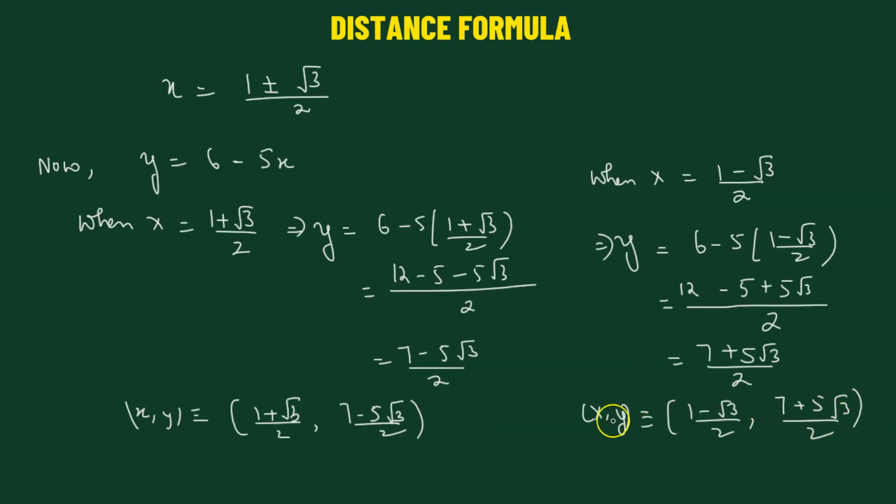So these are the two other vertices of the equilateral triangle. So it could be either this possibility: 1 plus square root of 3 over 2 and 7 minus 5 times square root of 3 over 2, or it could be the other possibility, 1 minus square root of 3 over 2 and 7 plus 5 times square root of 3 whole divided by 2.